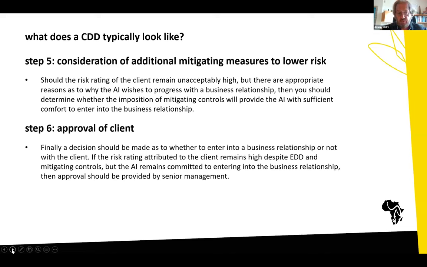The last measure is then approval of the client. So a decision should be made as to whether to enter into the business relationship or not with the client. With a high risk rating or where the client is a PEP or a PIP, approval must be provided by the senior management of the accountable institution. So there are those guidelines within the Act. And again, this would be built into your process so that it would be clear that approval at the highest level is required for the business relation to go forward.